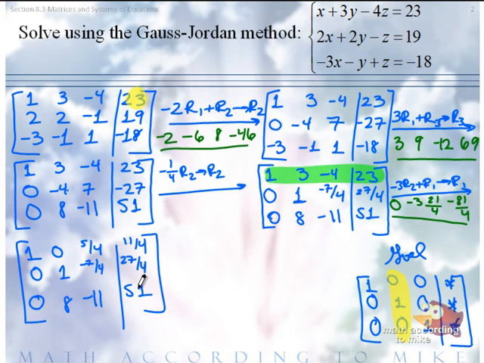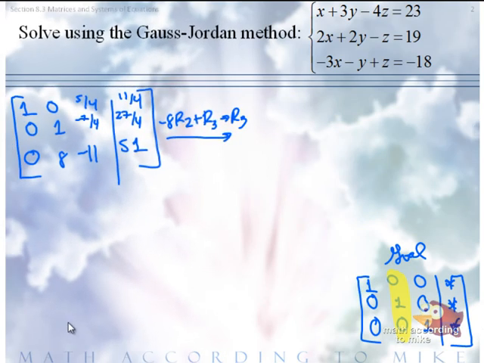All right, what operation is necessary to turn that 8 in the 2, 3 entry into a 0? Yep, so negative 8, row 2, plus row 3 makes the new row 3. Questions? All right, what is negative 8 times the second row look like? 0. Yep.